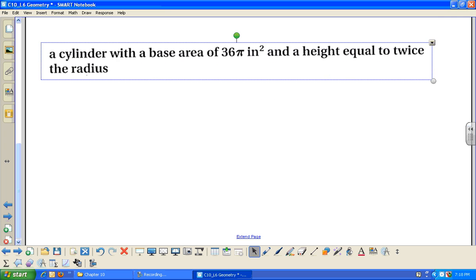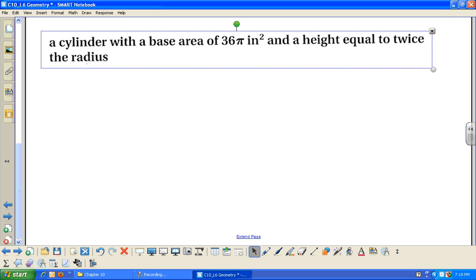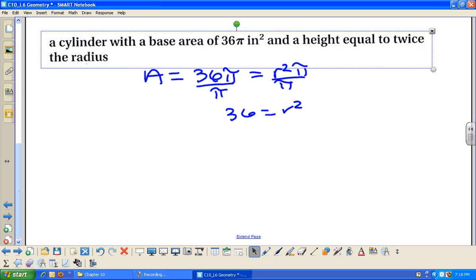If I'm looking for the volume of a cylinder with base area of 36 pi inches squared and height equal to twice the radius, I first have to find the radius. So area of the base is equal to 36 pi. The formula for the area of a circle is radius squared times pi. So if I'm looking for r, I'm going to divide both sides by pi, and I'll get 36 is equal to r squared. In order to get rid of r squared, I have to do the inverse of squaring something, which is the square root. So 6 is equal to r.